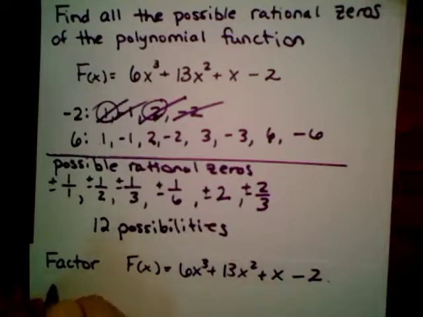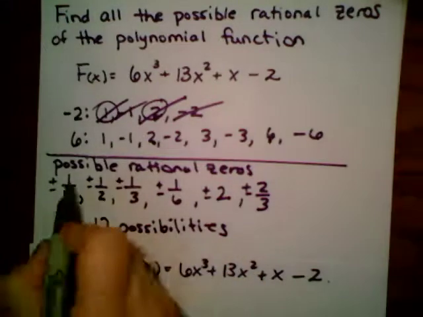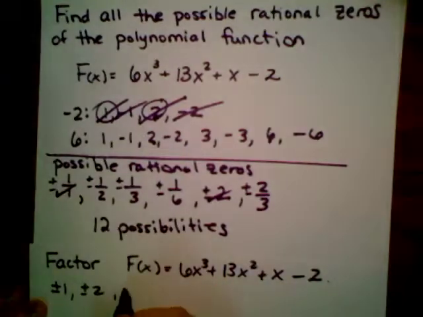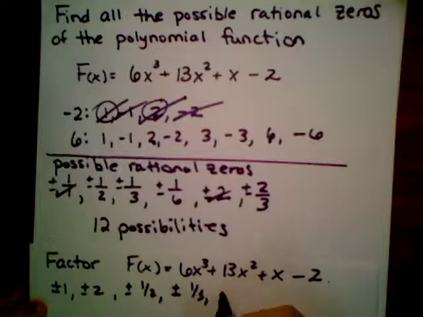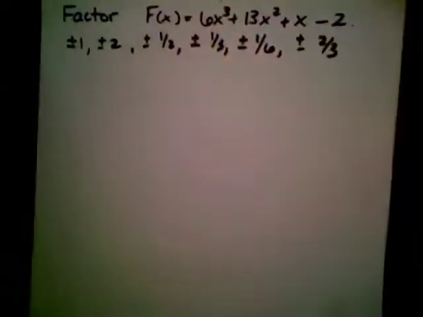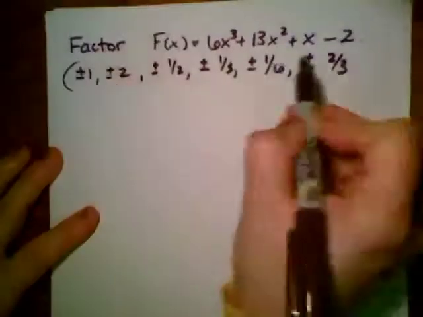And I'm going to write out those possibilities again. I've got my whole numbers here and here, and then there's a bunch of fractions, aren't there? Plus or minus 1/2, plus or minus 1/3, plus or minus 1/6, and plus or minus 2/3. Okay, these are possibilities.